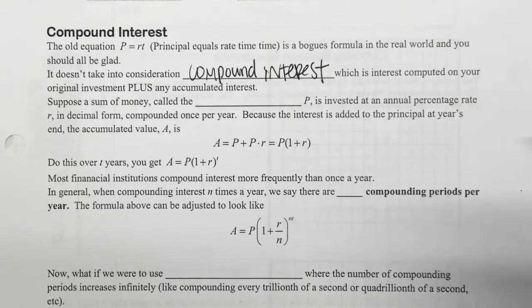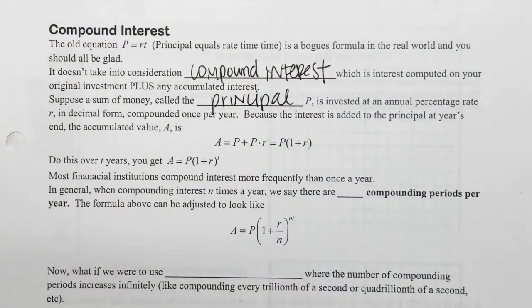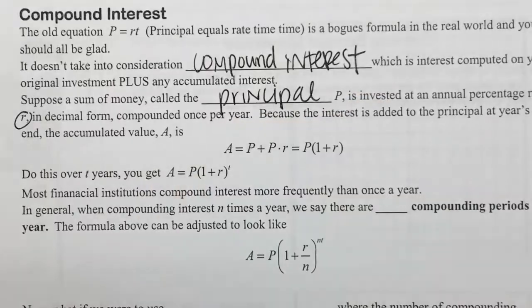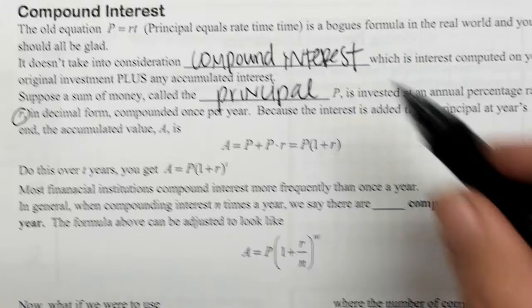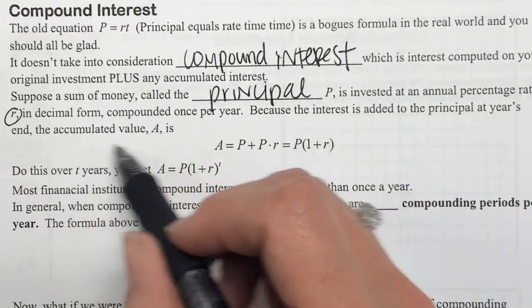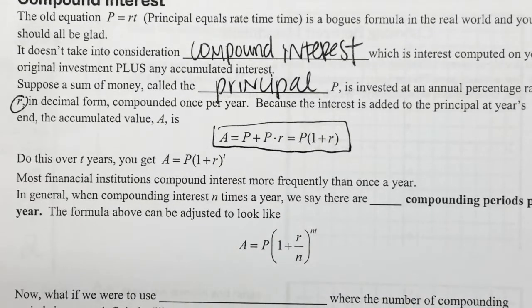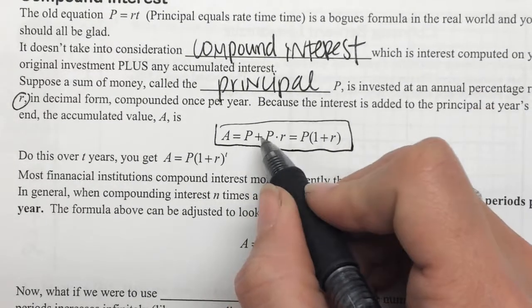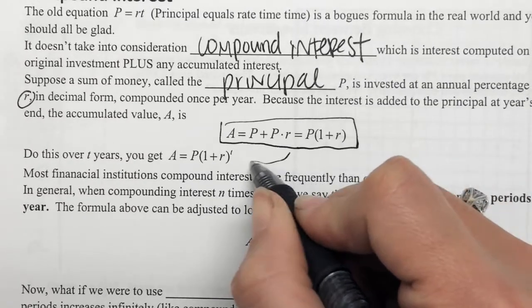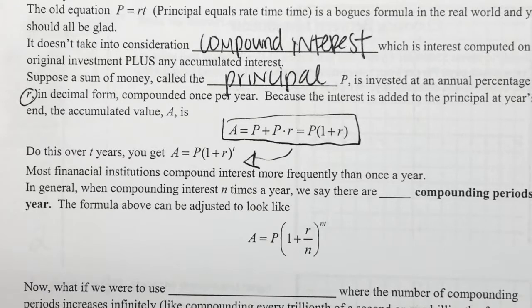So the sum of money that you put in is called principal. So anytime you see P, that's what it's talking about, the initial amount, principal. And it's invested at an annual percentage rate, and the R stands for rate in decimal form. It's compounded once per year. Because the interest is added to the principal at year's end, the accumulated value is this formula, which looks really messy. But if you take out a P right here, because they both have P in common, you'll get P times 1 plus r. So here, over t years, is the formula for compound interest. And we're going to use that in a minute.